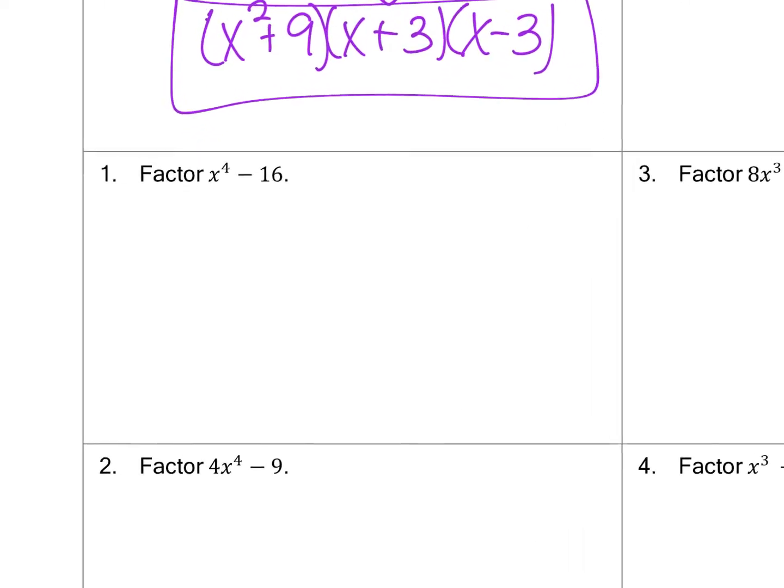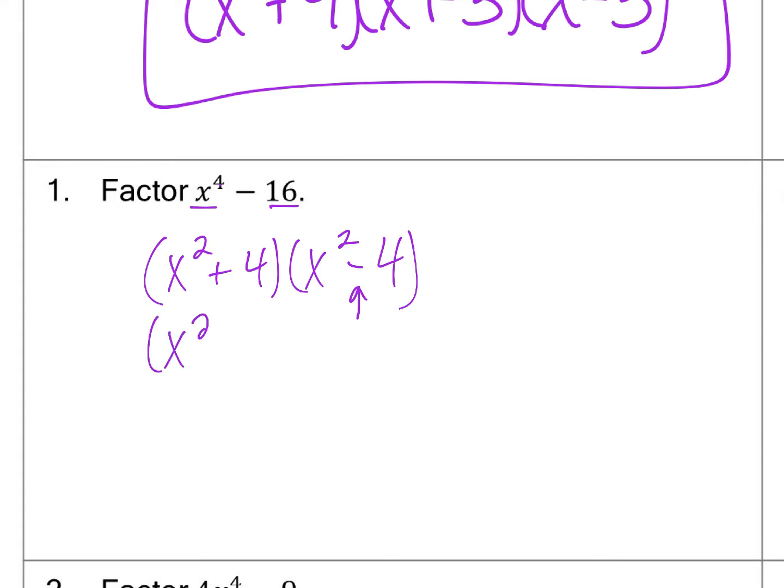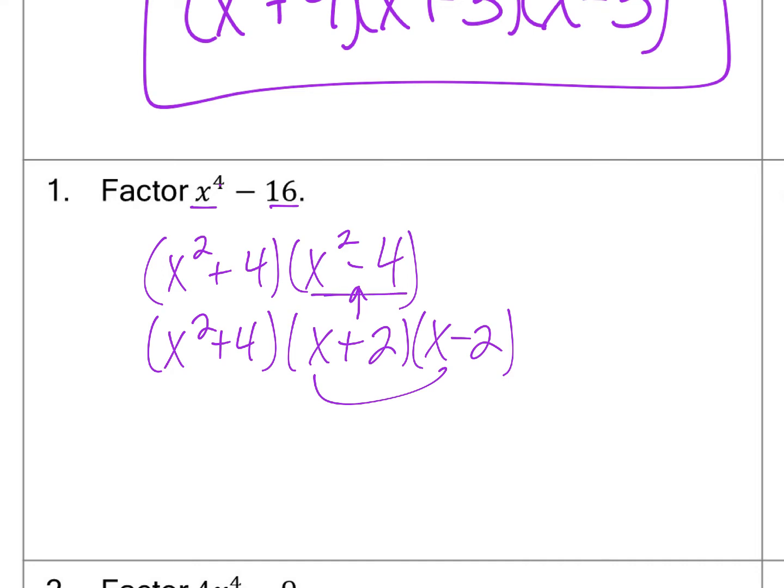Okay, let's try another one. So we are subtracting. We need to check for perfect squares since it says x to the 4th. 16 is a perfect square. So that would be x squared plus 4, x squared minus 4. So again, always check when you're starting with x to the 4th, see if you can continue on. Notice this is also difference of two perfect squares. So I'm going to rewrite the first one because we can't factor sum of squares. And then we can factor this one to x plus 2, x minus 2. Because when we multiply them together, it gives us back x squared minus 4. And that's as far as we can go.